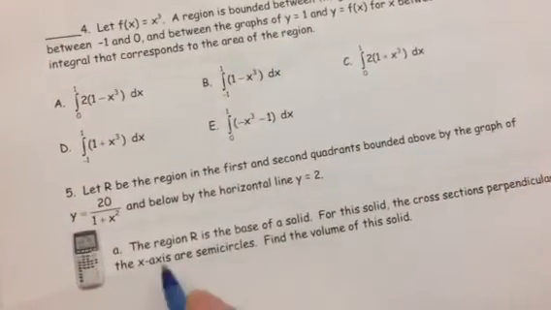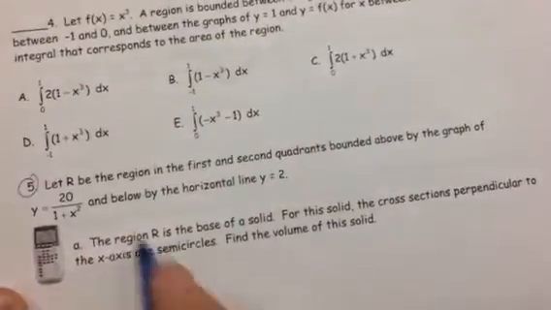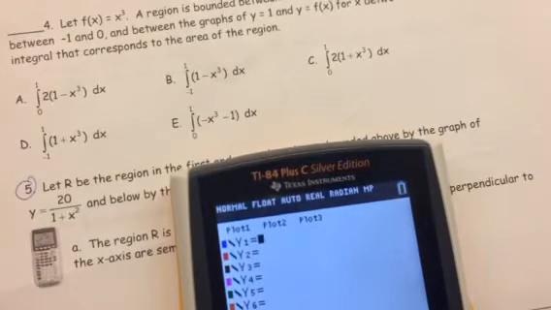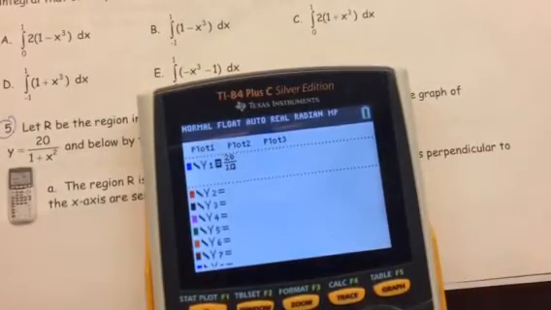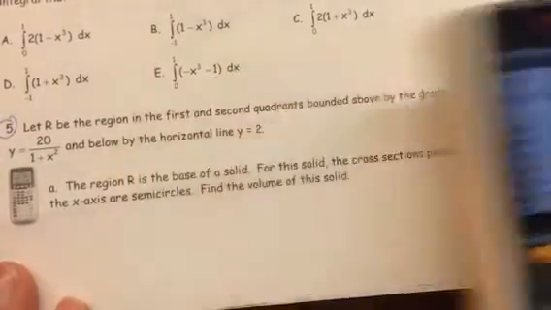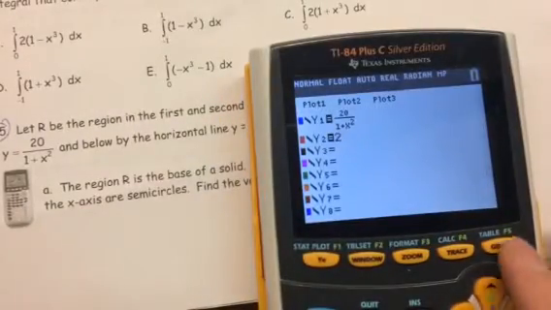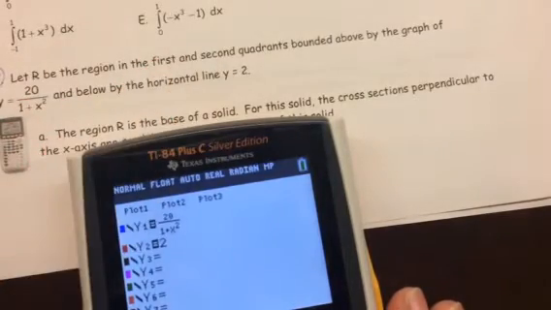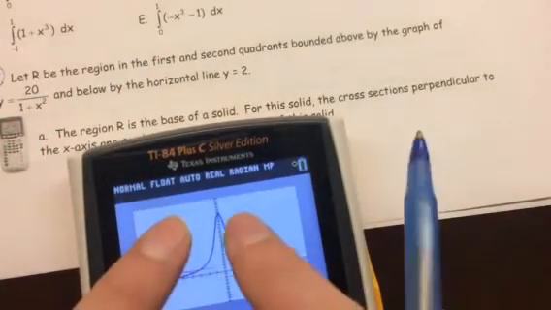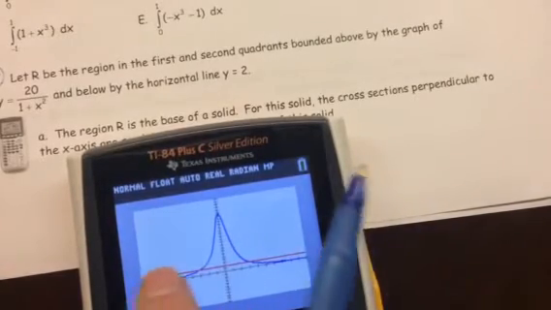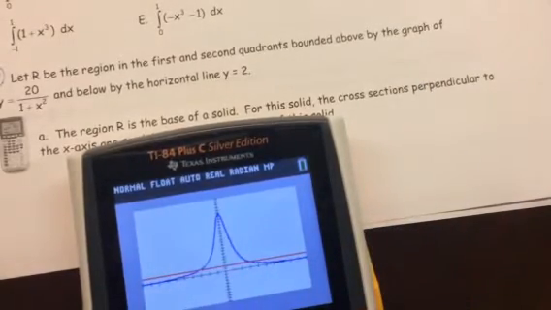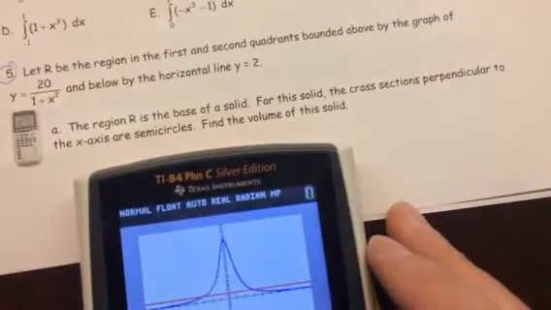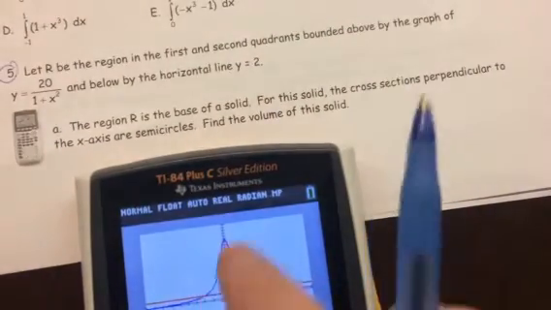Here we've got this region. And again, I'm going to graph it. It's a calculator problem. So I should type it in like this: 20 over 1 plus x squared, and the horizontal line y equals 2. And so we've got this graph between the first and second quadrants, bounded between the line y equals 2 and this curve right here. And the cross sections are semicircles.